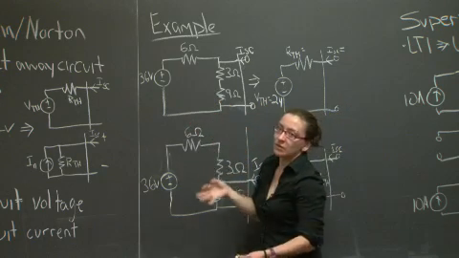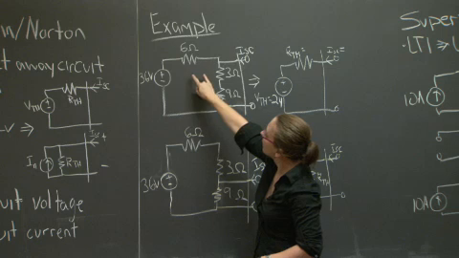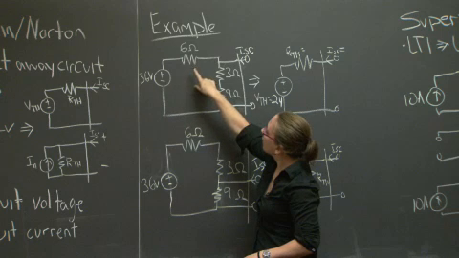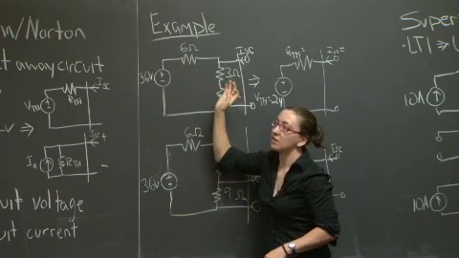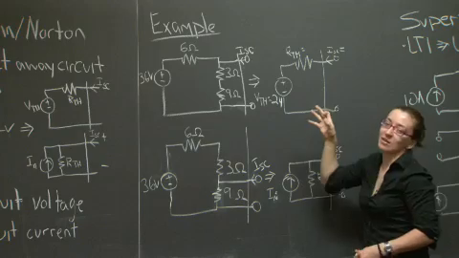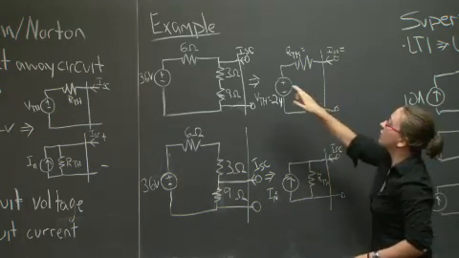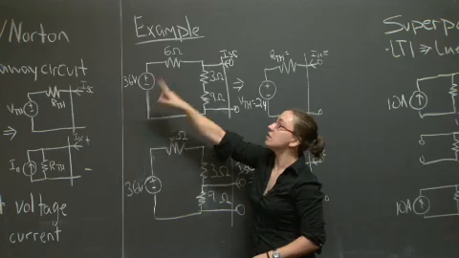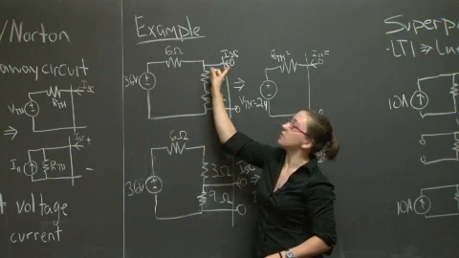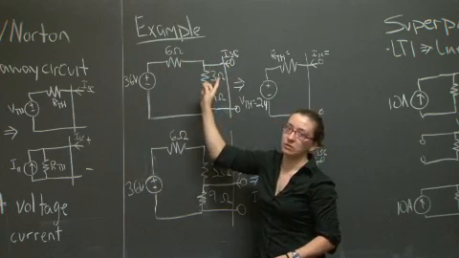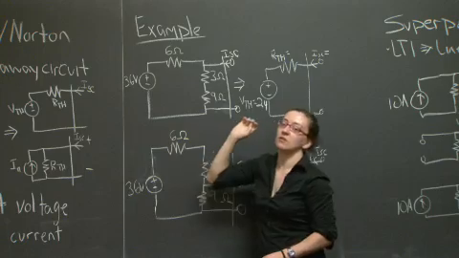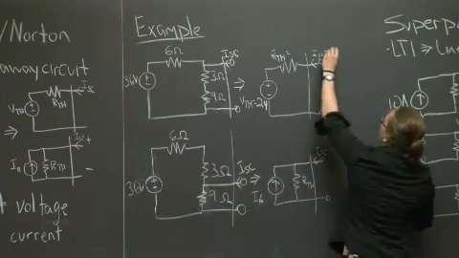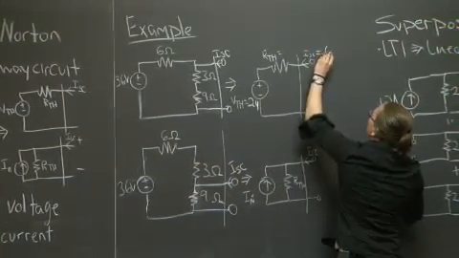In this case, we're just going to follow Ohm's law. 36 divided by 6 is 6 amperes. But because of the directionality, the short circuit current in this system is going to flow in this direction. So our short circuit current is actually -6 amperes.